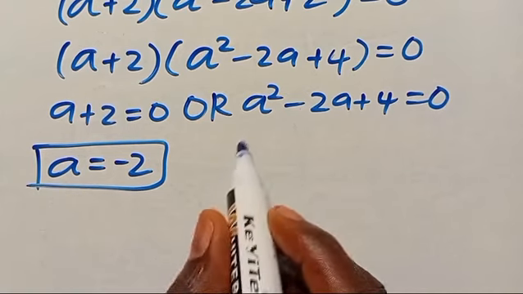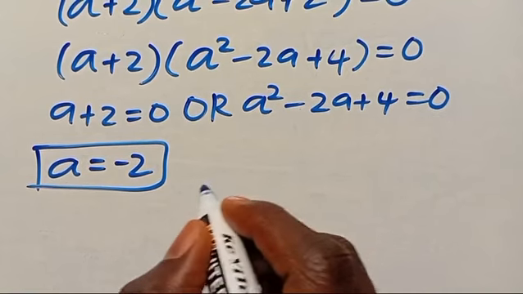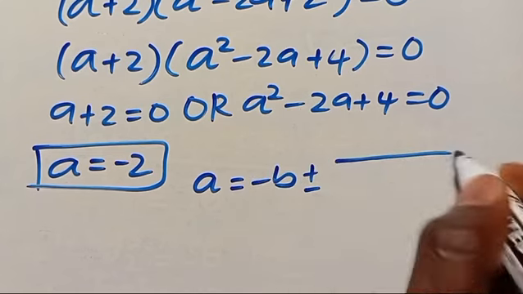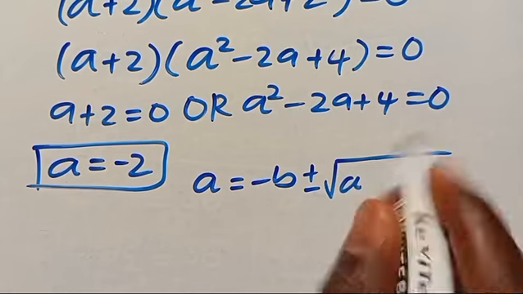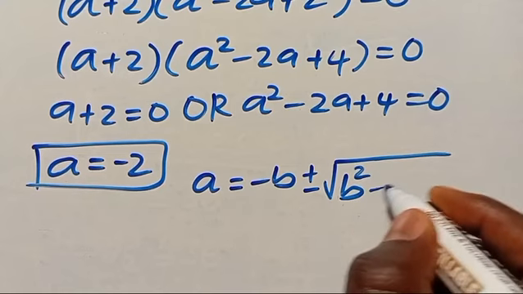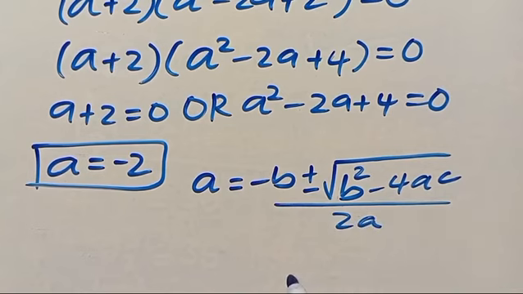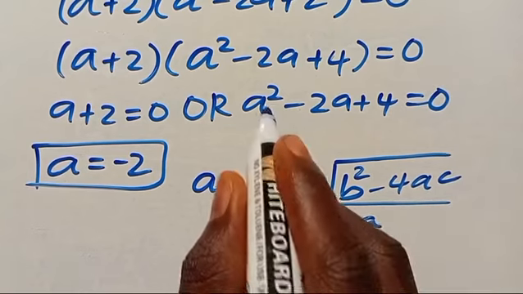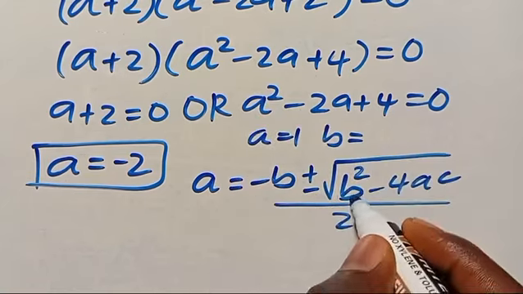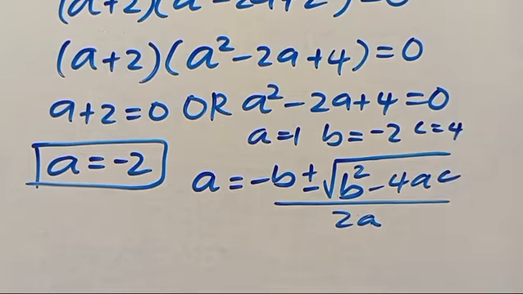Then from here, to get the possible values of a, you can apply the quadratic formula, where a equals minus b, positive or negative, square root of b square minus 4ac, divided by 2a. Here the coefficient of a square is 1, and b equals the coefficient of a, which is minus 2, then c equals 4.